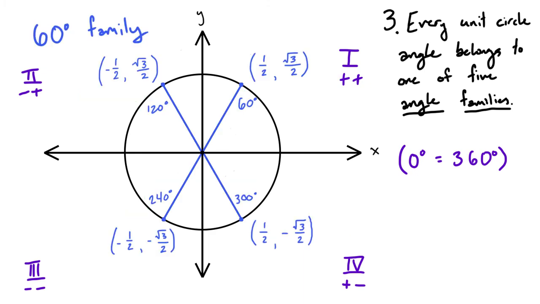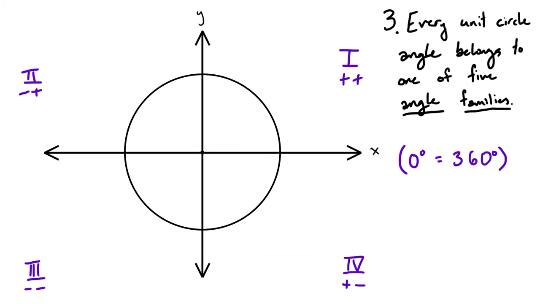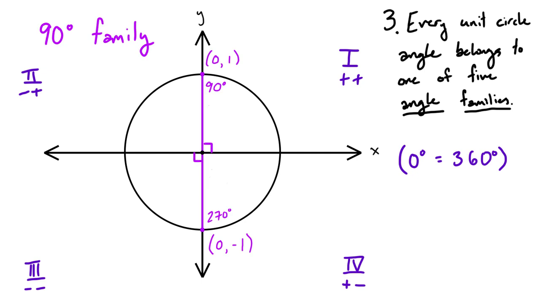After that is the 60 degree family. These are all 60 degrees above or below the x-axis, and they follow the pattern of 1/2, root 3 over 2 for their cosine and sine, again with positive or negative according to quadrant. Finally, we have the 90-degree family. These are the two unit circle angles that meet the x-axis at right angles, and since they both sit on the y-axis, they're going to have cosines of 0 and sines of +1 and -1.